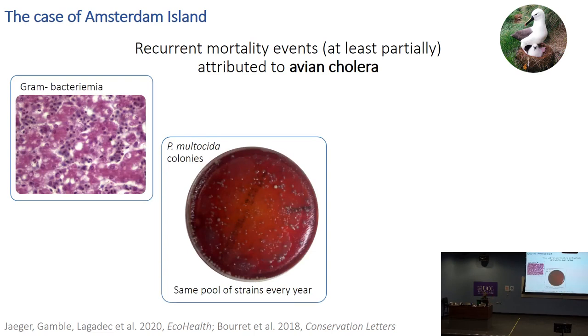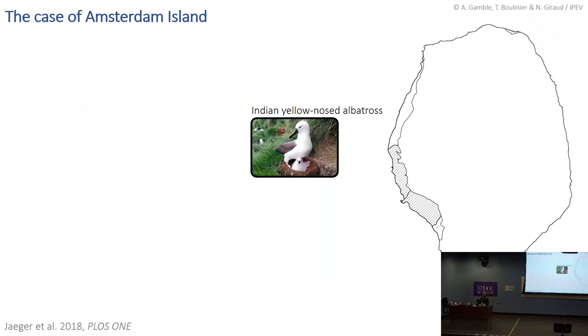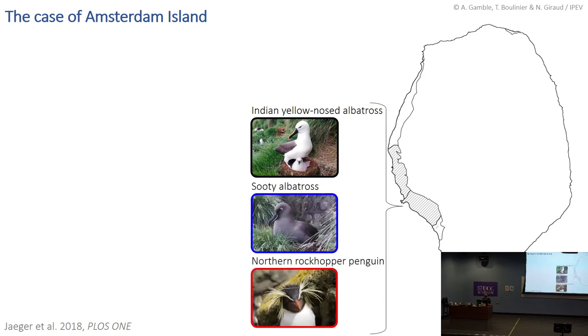In addition to the data I just presented, we also have histology data, so we can observe bacteria within the tissues of the dead birds. We could isolate the bacteria from tissues that are supposed to be sterile, like bone marrow, heart, brain, and so on. And I would say the ultimate proof is that we vaccinated the chicks against Pasteurella multocida one year, and we did have a significant increase in the survival of the chicks. So that really means that those bacteria are responsible for at least some of the death that we are observing. And I was talking about Indian yellow-nosed albatrosses, but I want to highlight that it's not restricted to those birds. We also have other cliff nesting seabirds that are affected by the outbreaks.